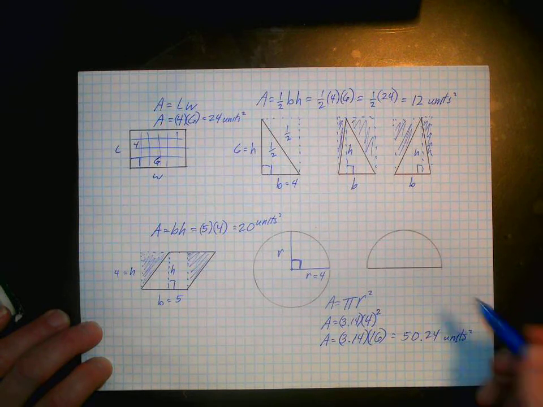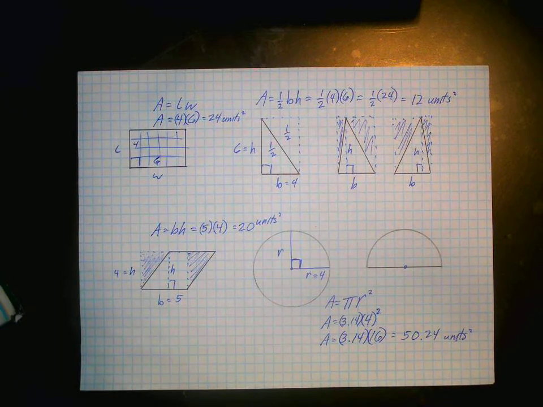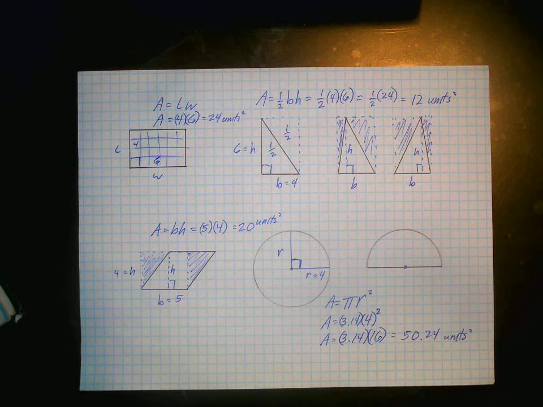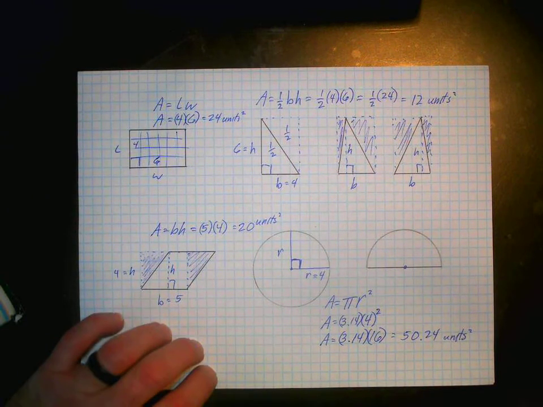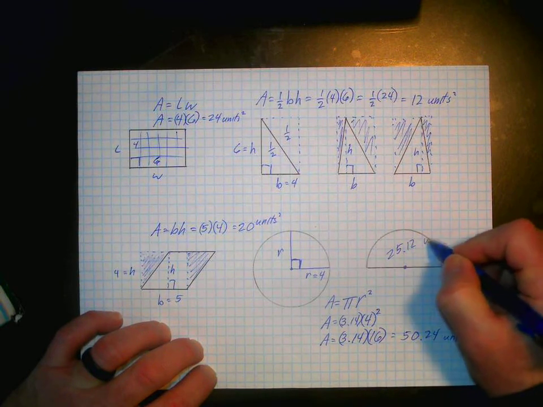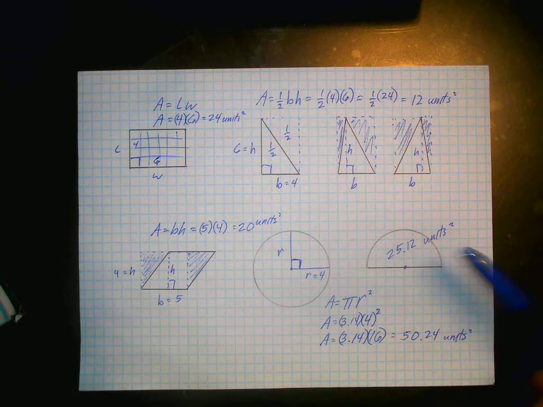Now, what am I going to do over here? Because a lot of the problems that we're going to be looking at have this circle in it, and all we need is half of the circle. Well, this formula gives us the entire area of the circle. All we need is half of the area, so now we're going to take that 50.24 and divide it by 2, or cut it in half, and this ends up being 25.12 units squared.